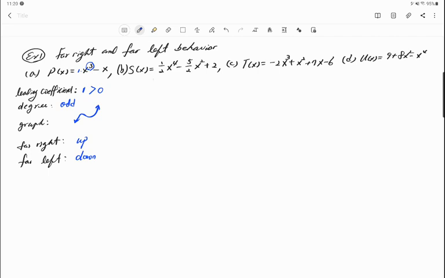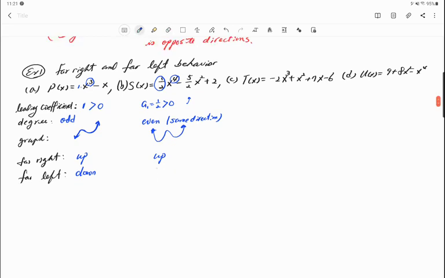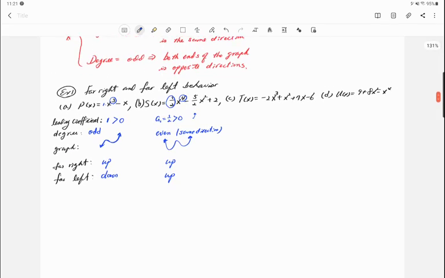Okay, how about letter B? What is the leading coefficient? The leading coefficient is 1/2, which is greater than 0, so the right end goes up. And what's the degree? The degree is even, so same direction. If you graph it, it looks something like this. The right end is up, and the left end is in the same direction as the right end, so that's up. So both the far right and the far left are what? Upward.